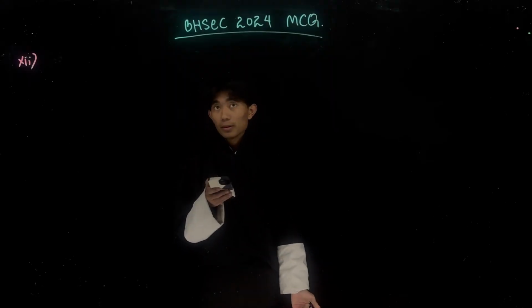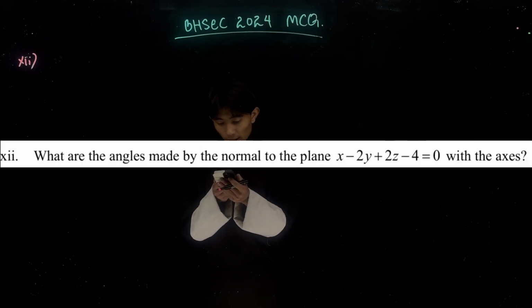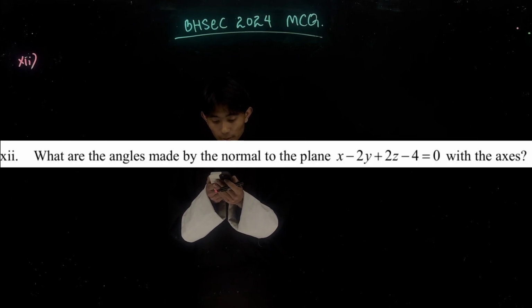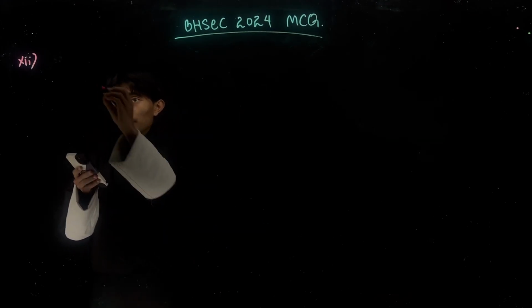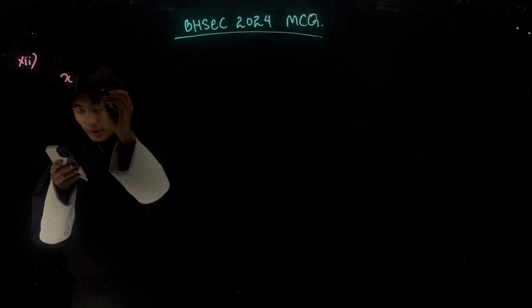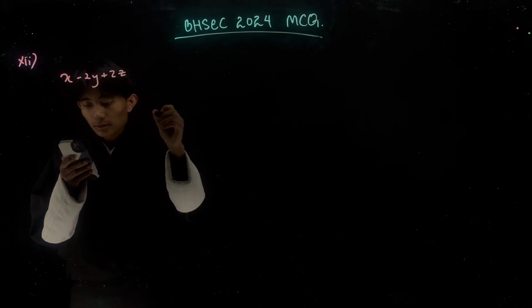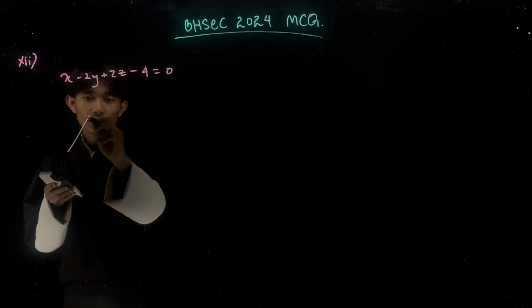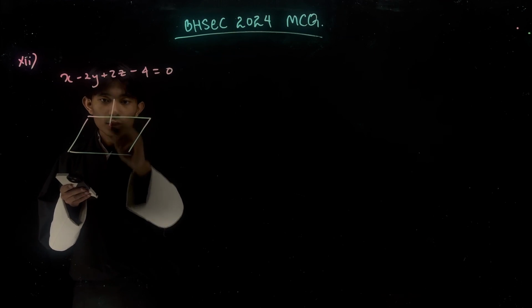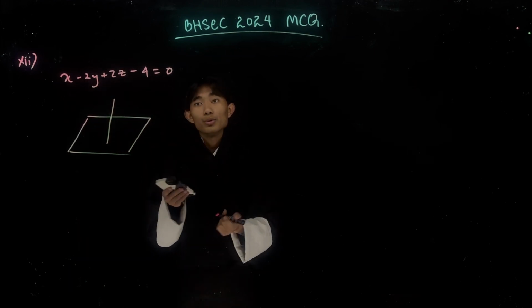So for question 12 of the MCQ, we are asked to calculate the angles made by the normal to the plane x minus 2y plus 2z minus 4 equals 0 with the axes. So we're given the equation of the plane, x minus 2y plus 2z minus 4 equals 0. We have a given plane, and that plane has a normal. We're asked to calculate what angles are made by this normal to the three axes.